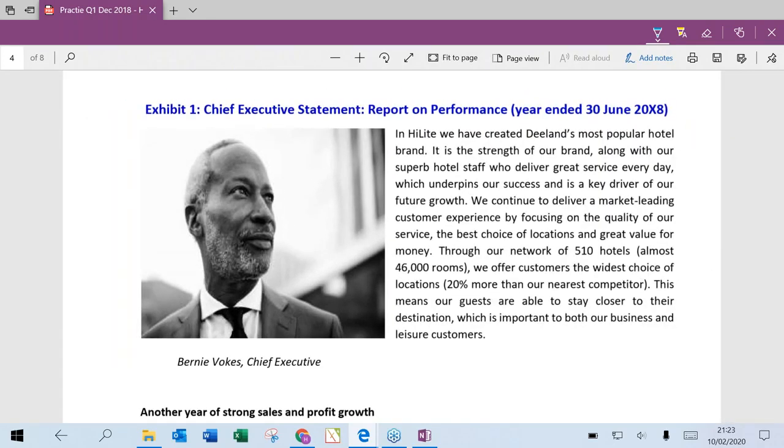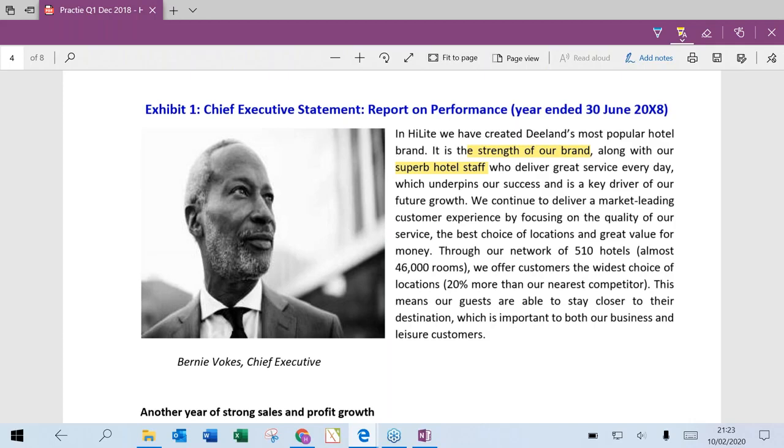In highlight, we have created D-Land's most popular hotel brand. It is the strength of our brand, along with our superb hotel staff who deliver great service every day, which underpins our success and is a key driver of our growth. What is a key driver? Strength of our brand and superb hotel staff.